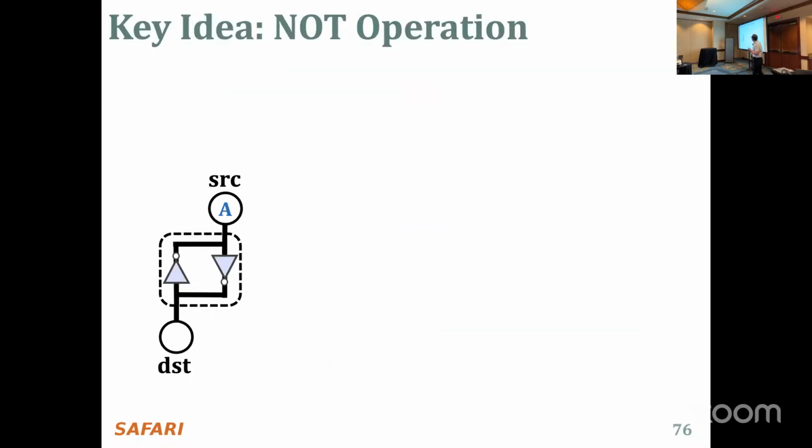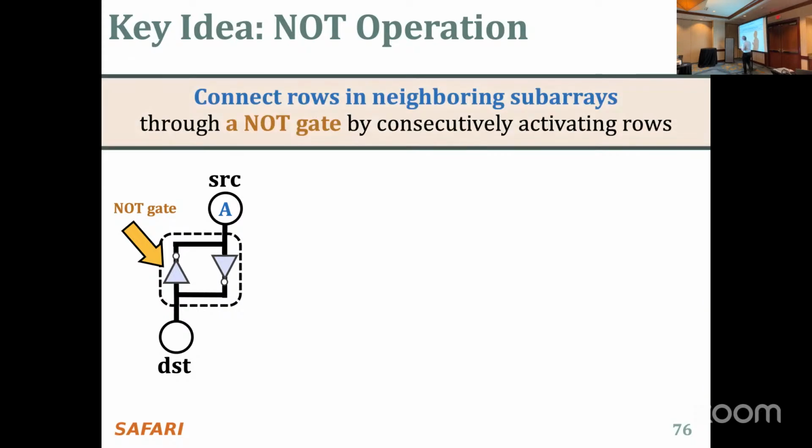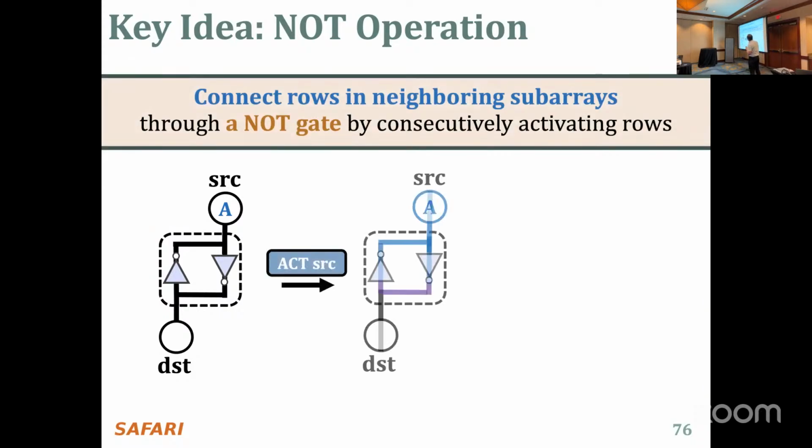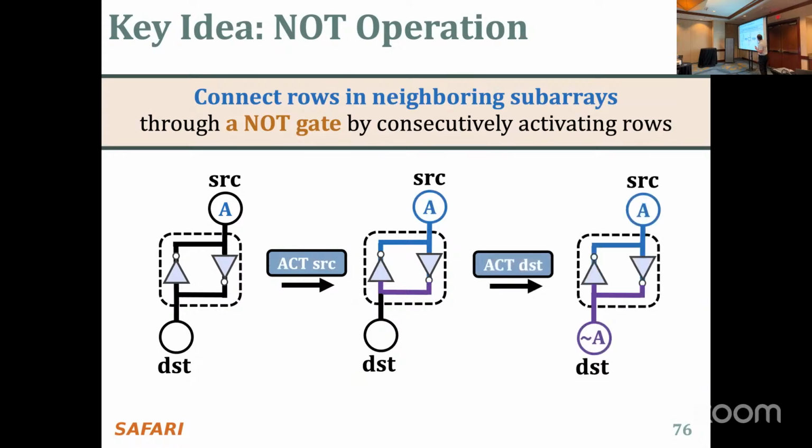Okay, so the NOT operation, I've kind of alluded to this already. If you look at 2 subarrays over here, source and destination, they're connected through the sense amplifier. Essentially, that's a NOT gate. By consecutively activating the source row and the destination row, you can get the complement of the source data in the destination row. So that's NOT.